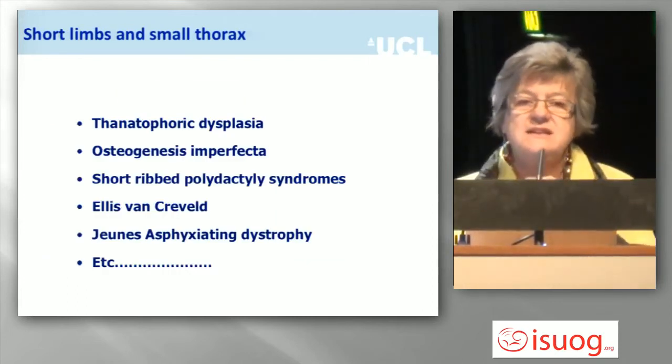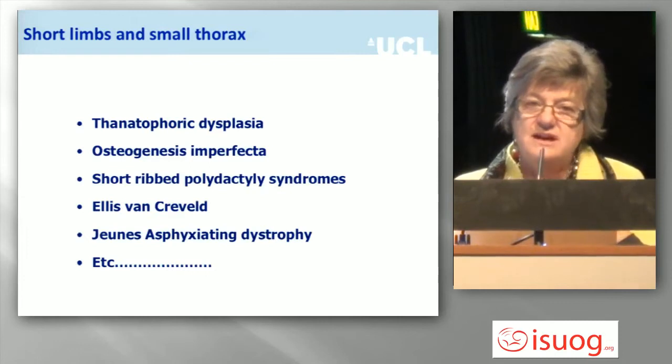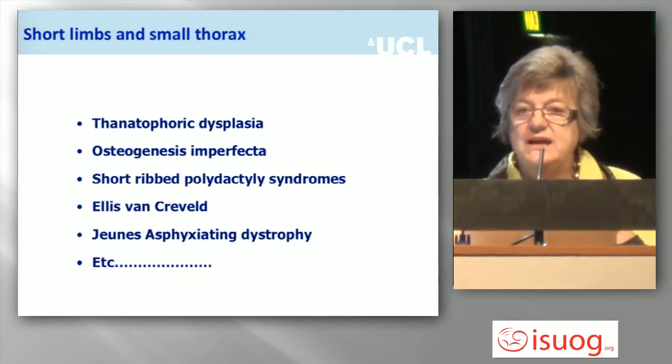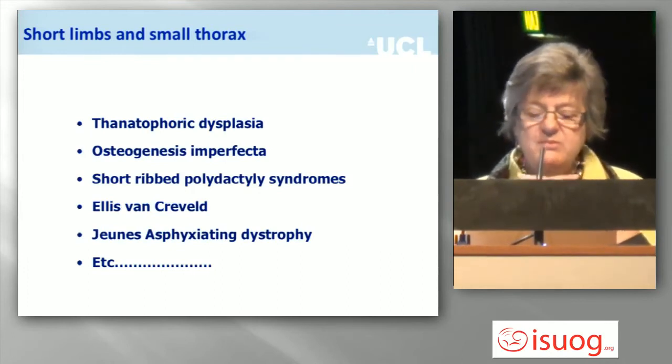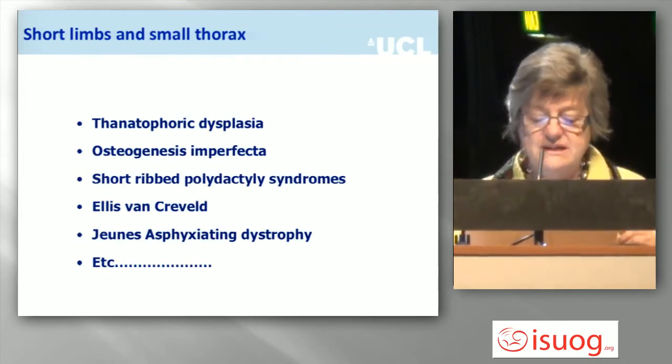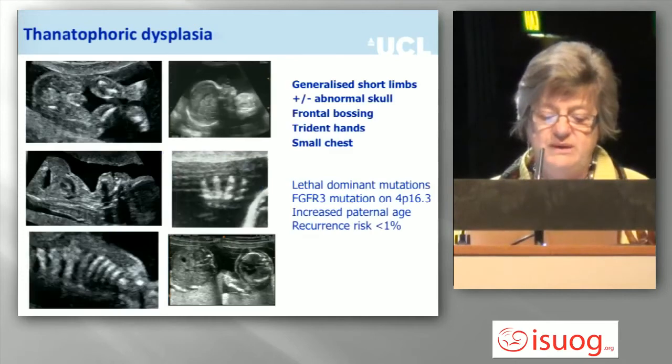Okay, so let's go on with our logical approach to the diagnosis of skeletal dysplasia. Here we have a baby with short limbs and a small thorax. So what are we going to think about? Well, the most common condition is thanatophoric dysplasia, followed by osteogenesis imperfecta and some of the short-rib polydactyly syndromes. And I'll just show you a few pictures here.